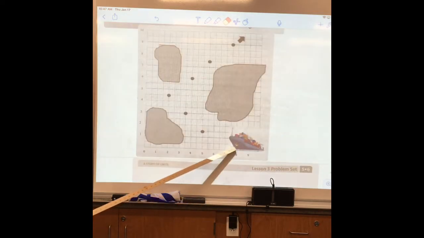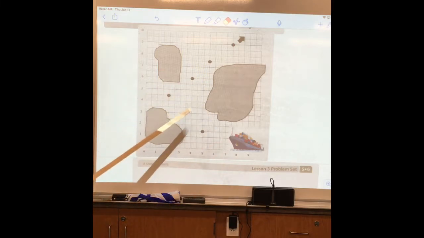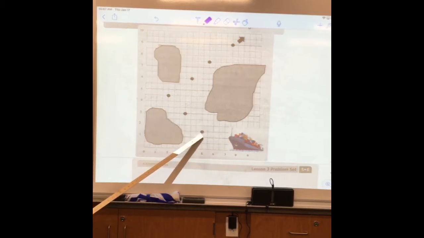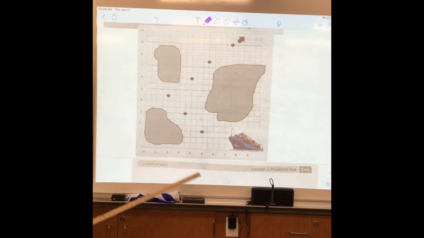Here's a boat. The captain of the boat is trying to get around these islands without running into them. Is that an important thing for a captain? Yes. Yeah, I would say. So you're going to tell the captain to go over how many? Well, let's pretend that the captain is here and we want him to go here. What would be our coordinates for this? Do you guys remember what we do first?